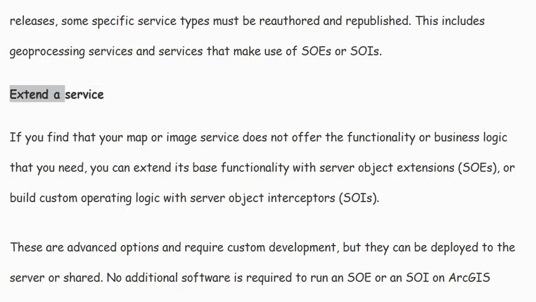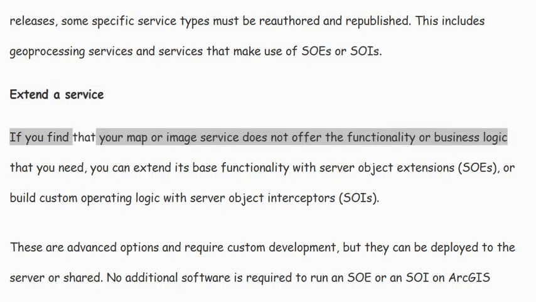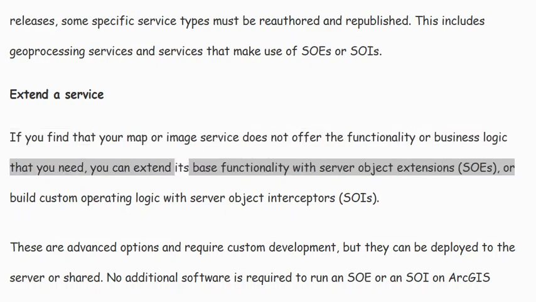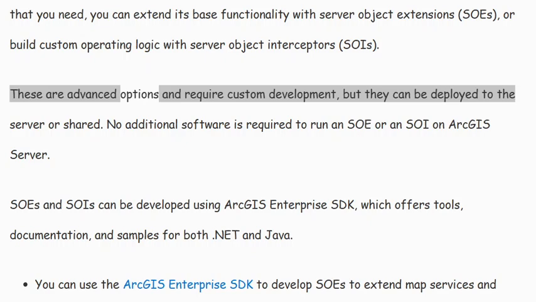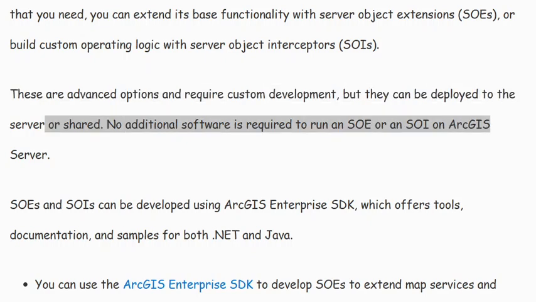Extend a service. If you find that your map or image service does not offer the functionality or business logic that you need, you can extend its base functionality with Server Object Extensions (SOEs) or build custom operating logic with Server Object Interceptors (SOIs). These are advanced options and require custom development, but they can be deployed to the server or shared. No additional software is required to run an SOE or an SOI on ArcGIS Server.